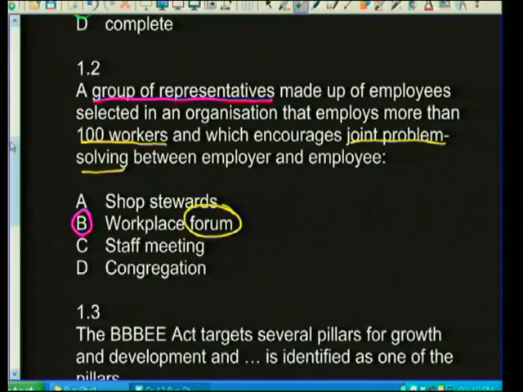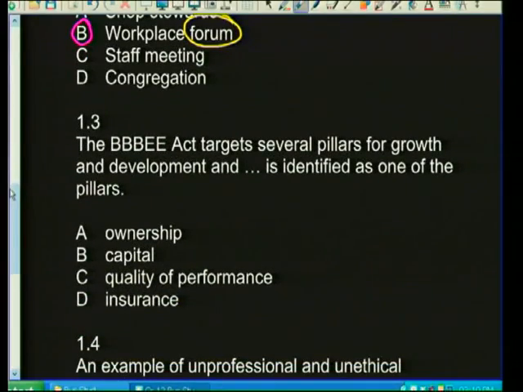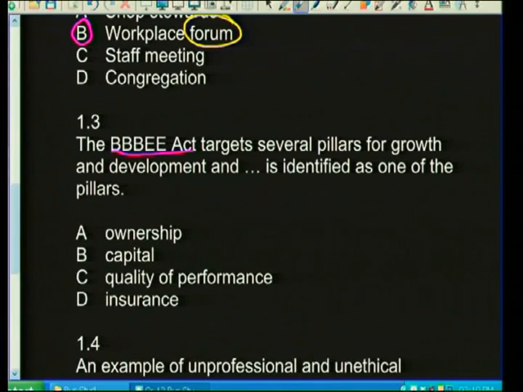1.3. The BBBEE Act. Right, now we know triple B, double E, that's your Broad-Based Black Economic Empowerment Act. Right, let's read further. Targets several pillars for growth and development, and something is identified as one of those pillars. Now, with the Broad-Based Black Economic Empowerment, we actually have 7 pillars. Right? There are 7 pillars.